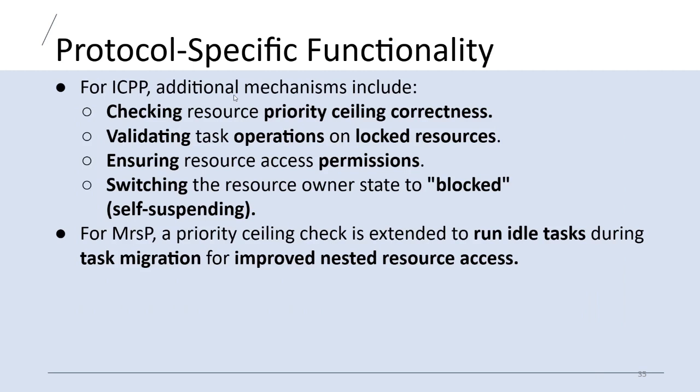For ICPP, additional mechanisms include checking resource priority ceiling correctness, validating task operation, unlocked resource, ensuring resource access permission, switching the resource owner state to blocked, and self-suspending. For MrsP, the priority ceiling check is extended to run idle tests during task migration for improved nested resource access.